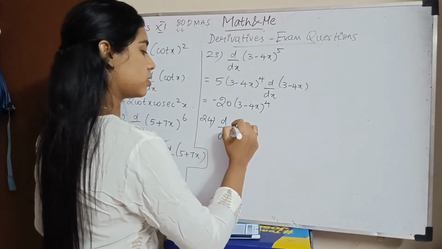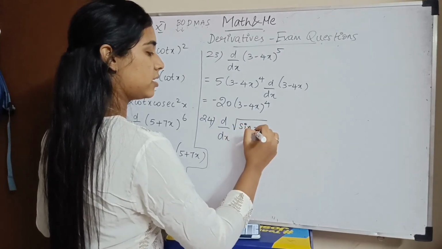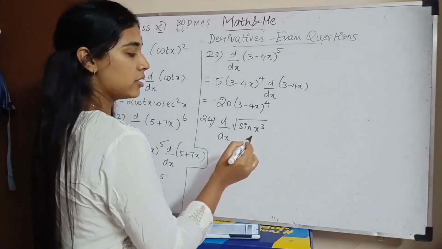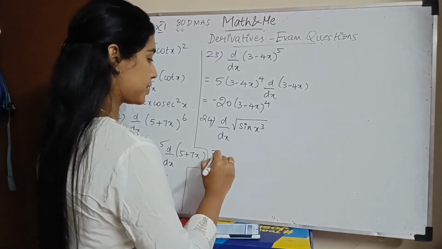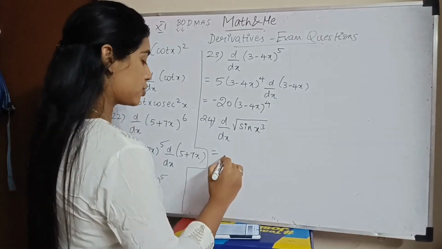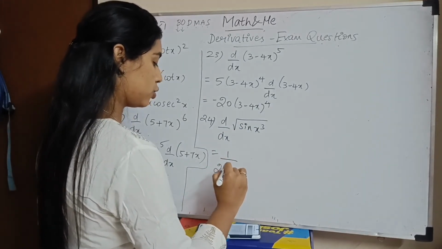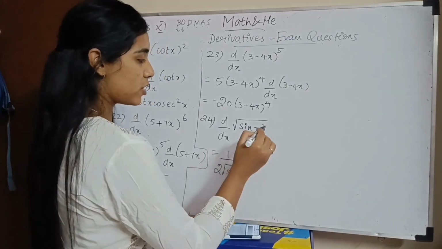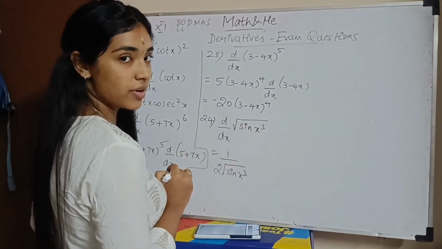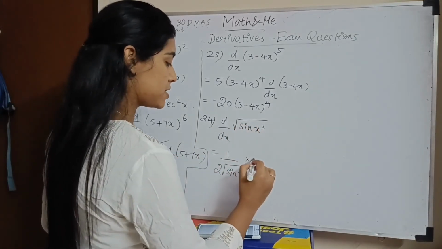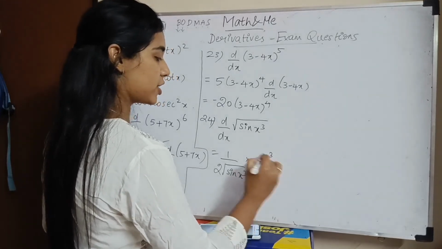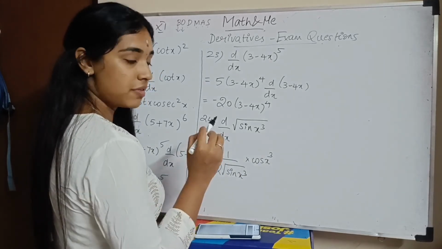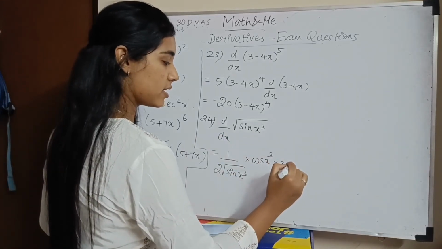d by dx of root sine x cube. You have three different functions. You have a root, you have sine, you have x cube. So what do you do? Root x is your first priority. So you have 1 by 2 root x, d by dx of sine x cube. Sine x, the derivative is cos x. So times cos x cube, but you need to find the derivative of x cube. X cube, the derivative is 3x square.